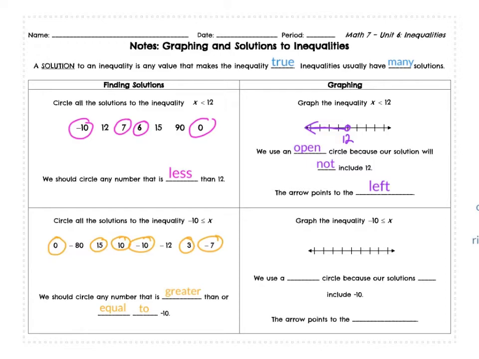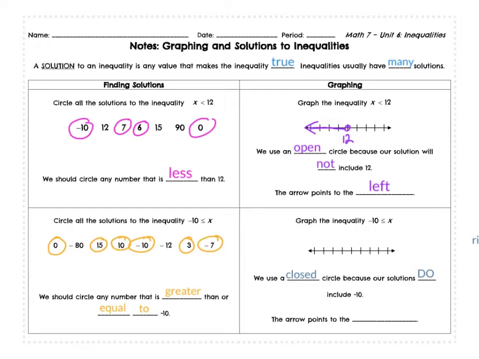Now let's take a look at graphing that inequality, and it says graph the inequality negative 10 is less than or equal to x, but remember, I'm going to be reading from the variable. So the variable is x. X is greater than or equal to negative 10. Now in this case, we need to make sure that we use a closed circle because our solutions do include negative 10.